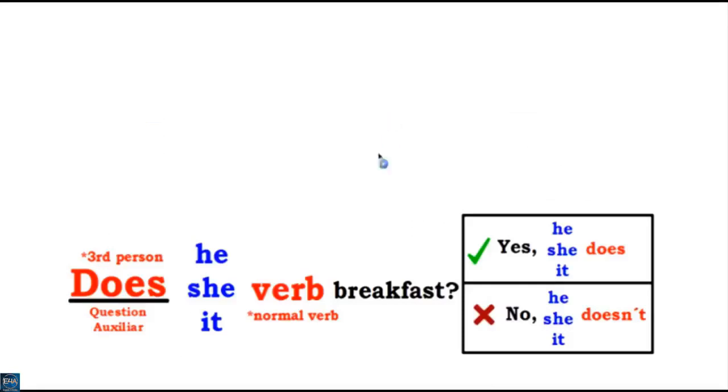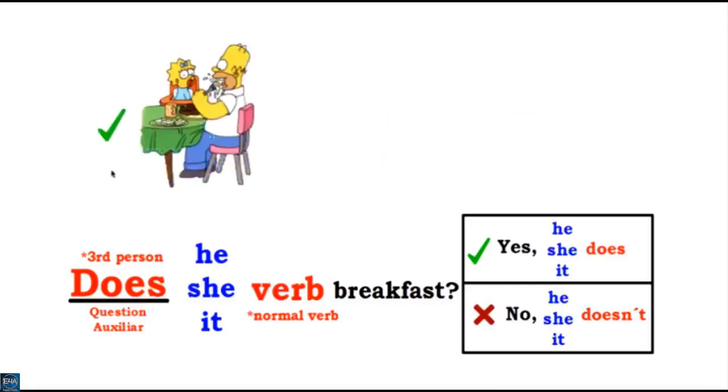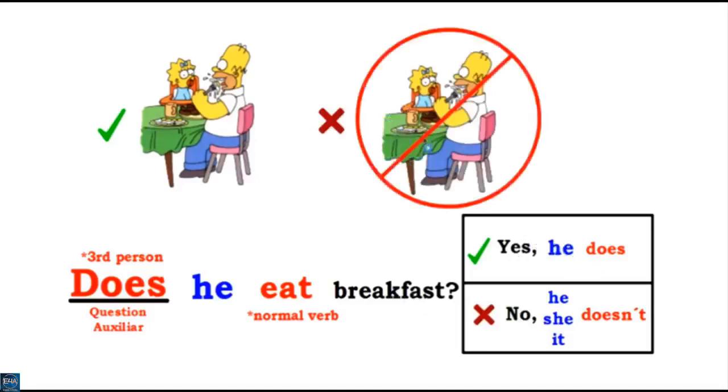All right, another example. So, the question is, does he eat breakfast? Remember, the third person question auxiliary does, because my subject is he, and then my verb, eat. Does he eat breakfast? Now, the answer, yes, he does. Or, for this example, no, he doesn't. Very good.